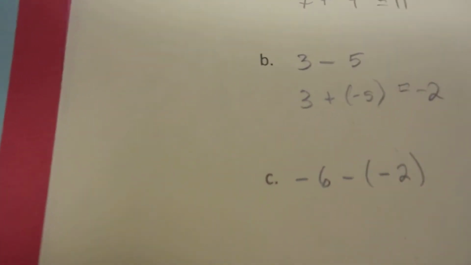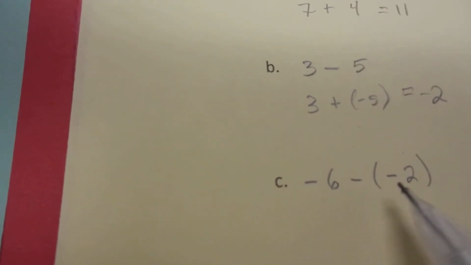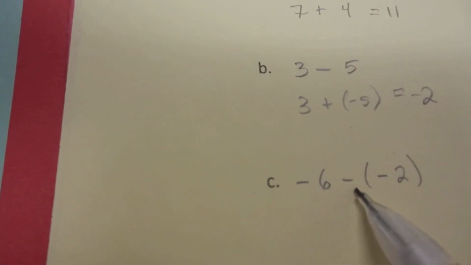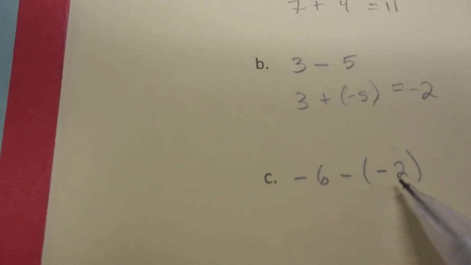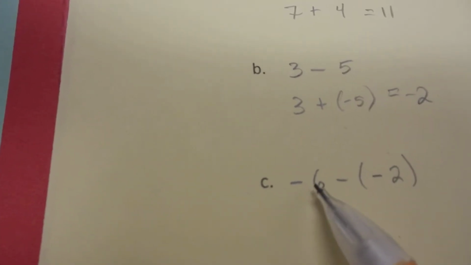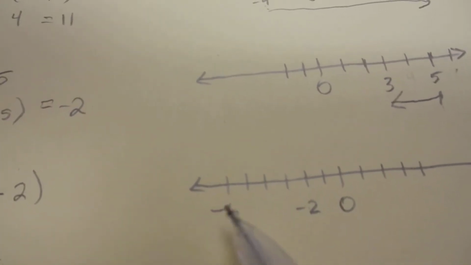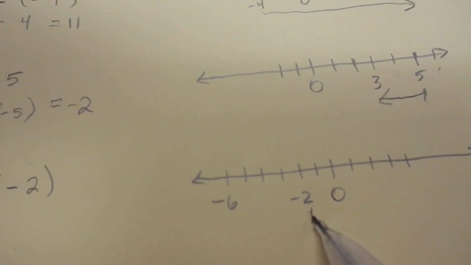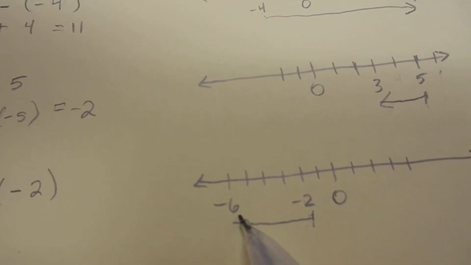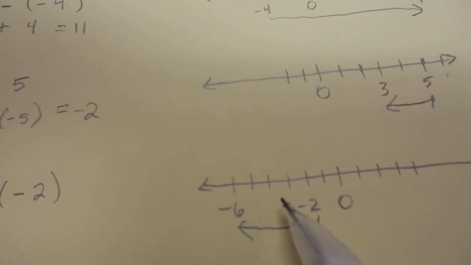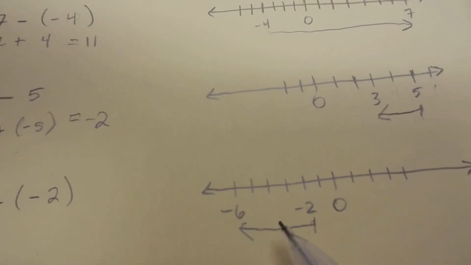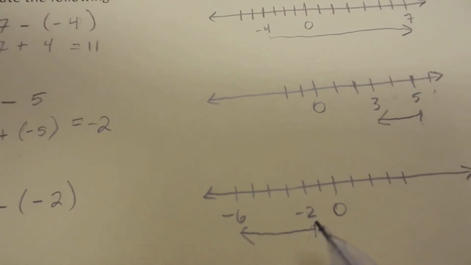Let's do a couple more. Negative 6 minus a negative 2. So this will give us a distance from negative 2 to negative 6. How far is that? Here's a number line. From negative 2 to negative 6, how far is that? From that number to that number in that direction. That's actually 4 units in the negative direction. So the answer here is negative 4.